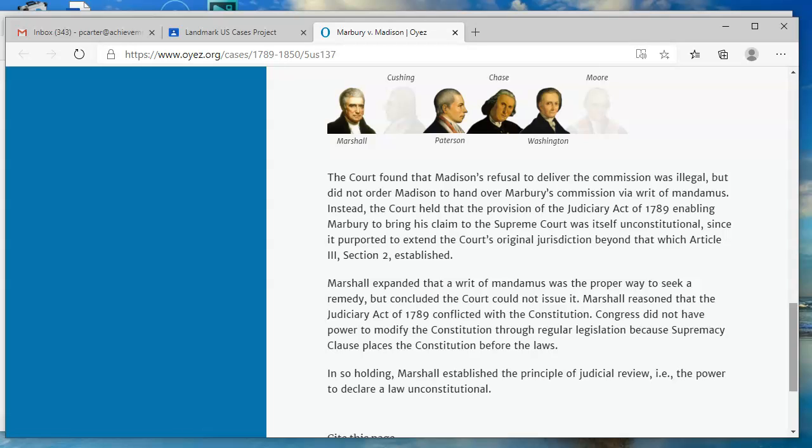Marshall reasoned that the Judiciary Act of 1789 conflicted with the Constitution. Congress did not have the power to modify the Constitution through regular legislation because the supremacy clause places the Constitution before the laws. In so holding, Marshall established the principle of judicial review, that is, the power to declare a law unconstitutional. And that's what the Supreme Court does even today.